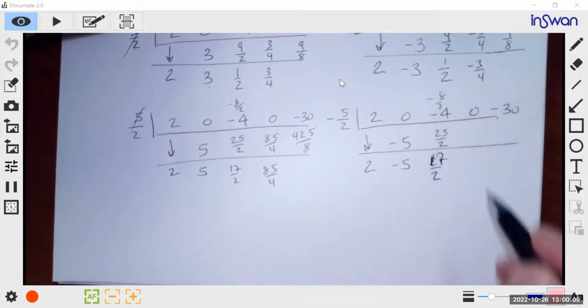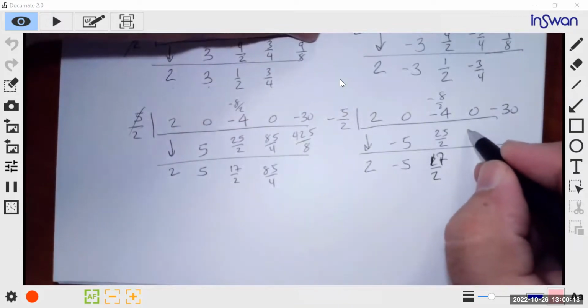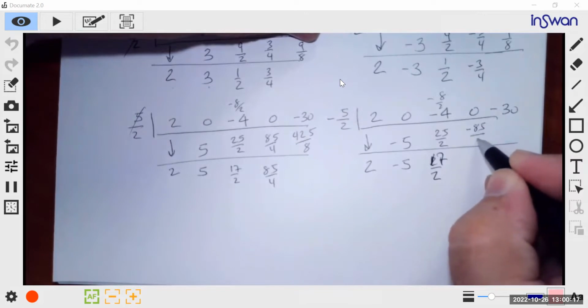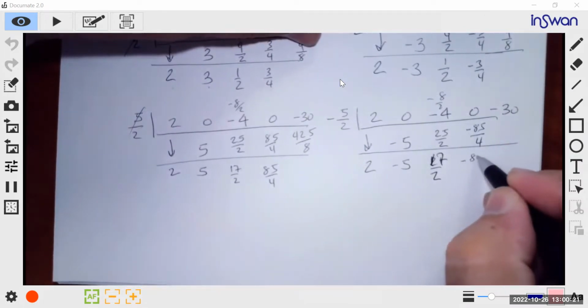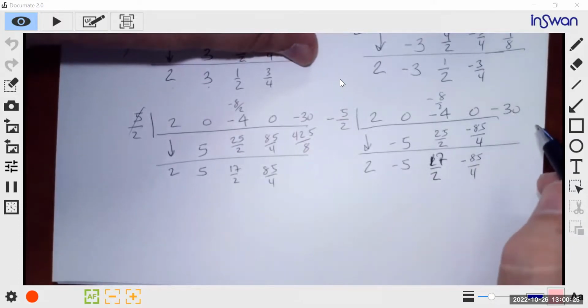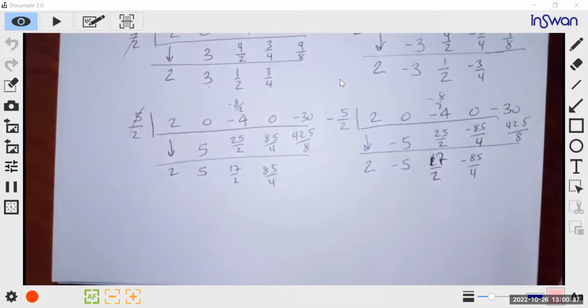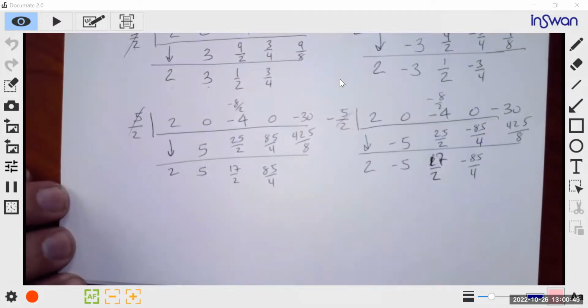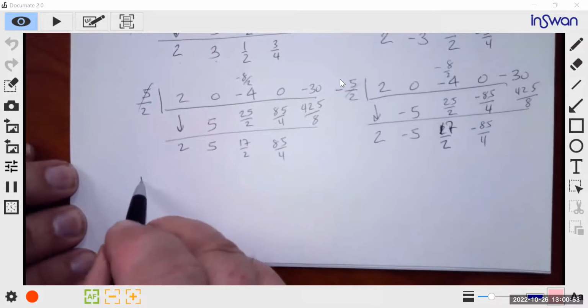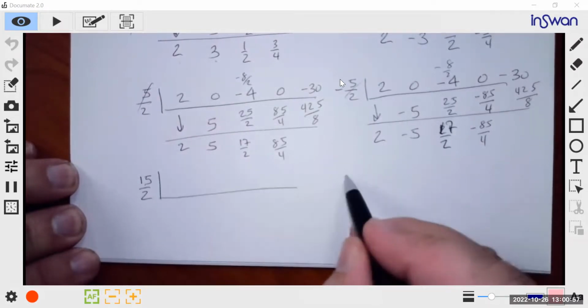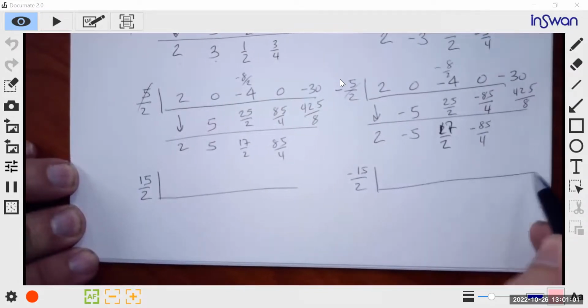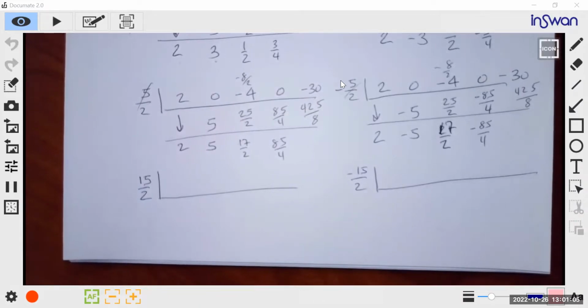This is 8 over 2. Subtract 8 from 25 is 17 over 2. Negative 85 over 4. And we're down to the last one. Go ahead and work those out.